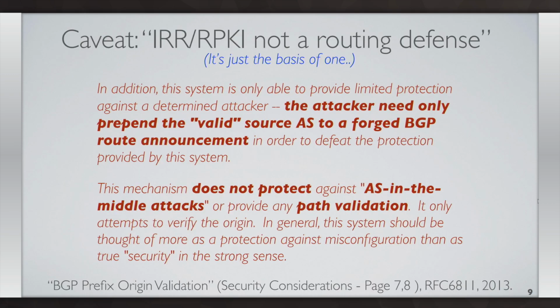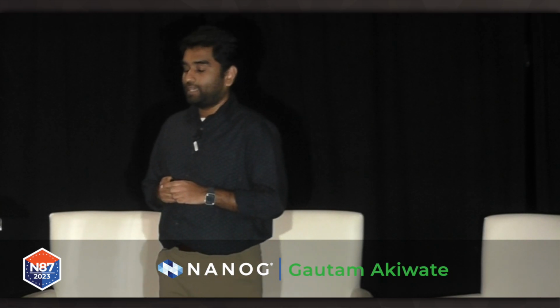That is because when we went to RFC 6811, we were surprised that it said RPKI is not a security mechanism. It's not a routing defense. This is the text in RFC 6811: the attacker need only prepend the valid source AS to a forged BGP route announcement. RPKI does not protect against AS-in-the-middle attacks, does not provide any path validation, and should be thought of as protection against misconfiguration rather than as security. This is some foreshadowing here. We're going to see how RFC 6811 basically predicted the future.